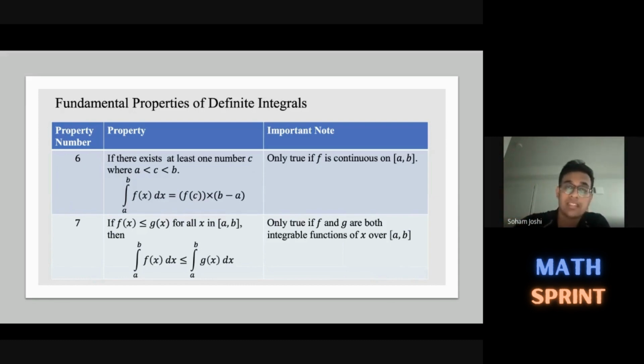And the seventh property states that if f of x is less than or equal to g of x for all values of x within this interval between a and b, then the definite integral of f of x with respect to x is less than or equal to the definite integral of g of x with respect to x.